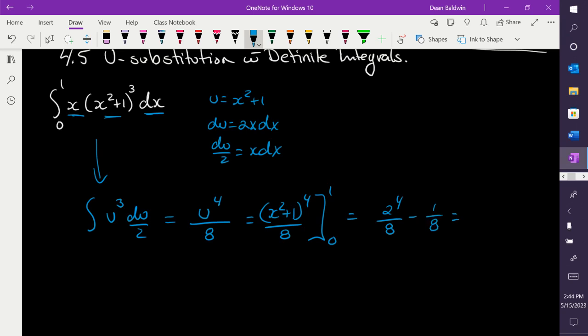What's 2 to the 4? 16? So I get 16 over 8 minus 1 over 8, which is 15 over 8. Okay? And there's your answer. So what we did is we used u sub to get the antiderivative, u to the 4 over 8, put back in what u was, and then evaluated it between 0 and 1. And got our number. Perfectly legitimate.